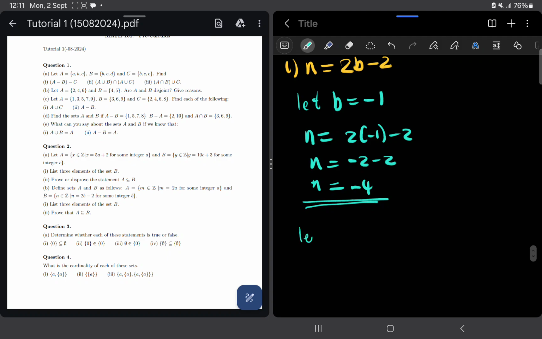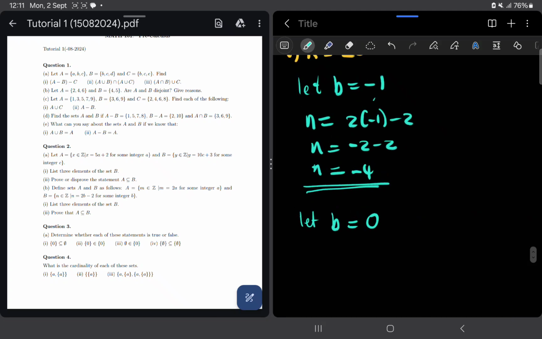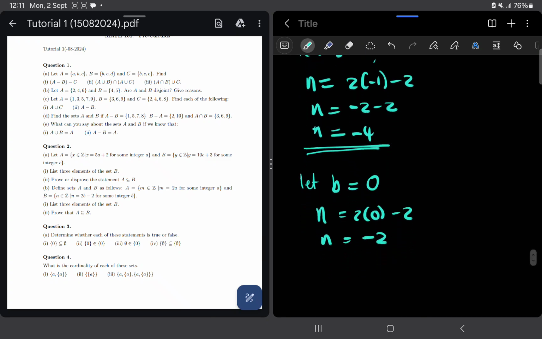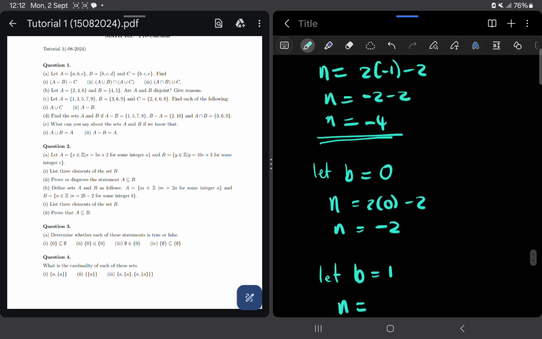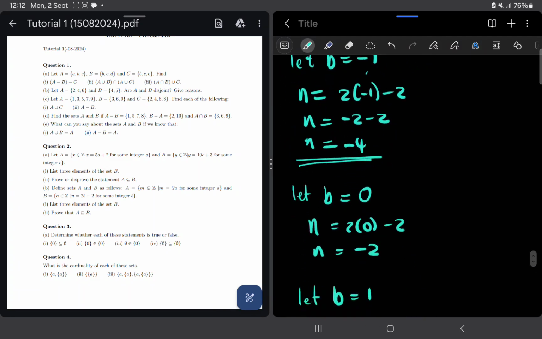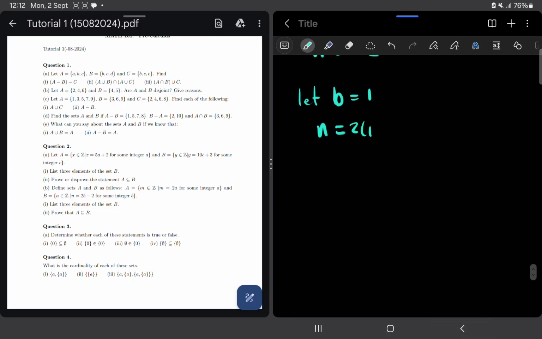Then you can also now say let b be equal to 0. Okay, minus 1, 0, and 1. Those are the 3. I like to pick 3 values which are in a sequence, in order going up, so that I can list them easier. So N will be equal to 2 times 0, then minus 2. 2 times 0 is 0, then minus 2, you just get minus 2. Then I'll now say let b be equal to 1. N will be equal to 2 times 1, then minus 2. What is 2 times 1? It is 2, minus 2, it's 0. So N will be equal to 0.